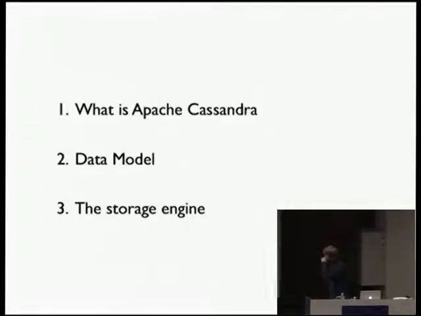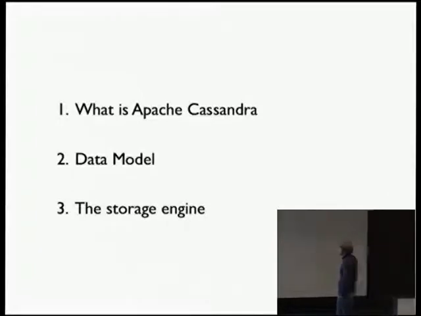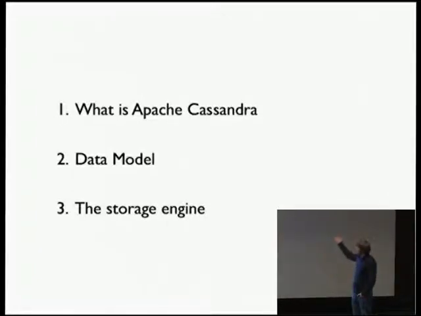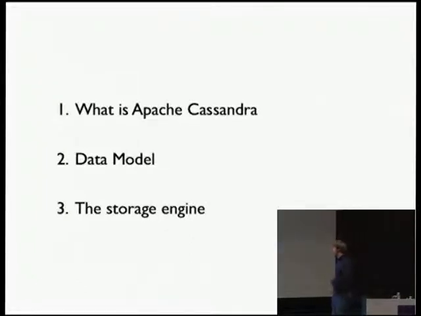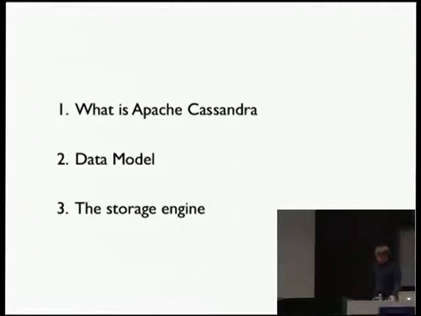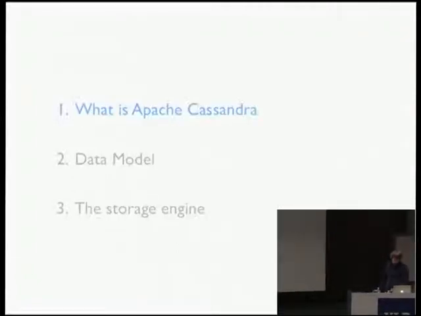So I'll talk about three things. Basically, I'll start with an introduction to what is Apache Cassandra, for maybe some of you don't know what it is. It's a distributed database, but I will tell a little bit more on that. And then I'll quickly explain how the data model works, and we'll talk about the storage engine. So how do we actually write stuff to disk and read it, and why we do it that way.